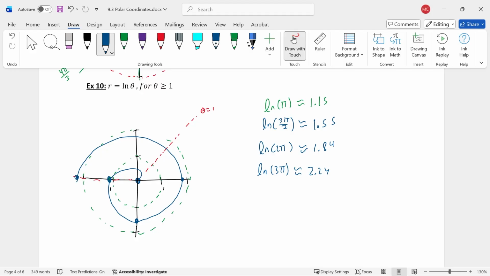Okay, and so I think you can see what's happening with this graph, right? The natural log is an increasing function. So as your angle increases, the distance from the origin increases, and it creates this spiral effect. Okay, that's it for that one. Let's move on to another example.